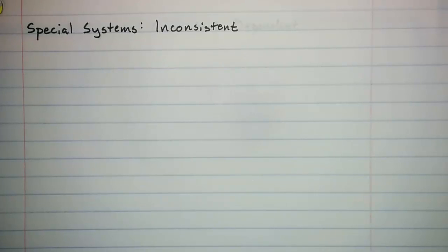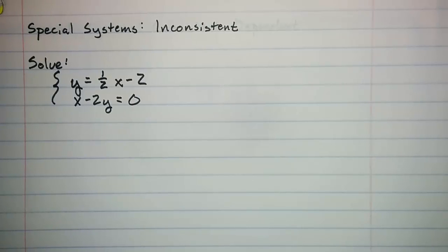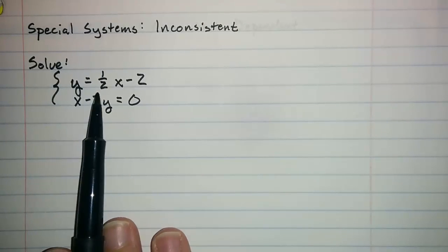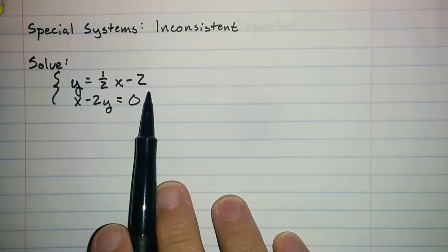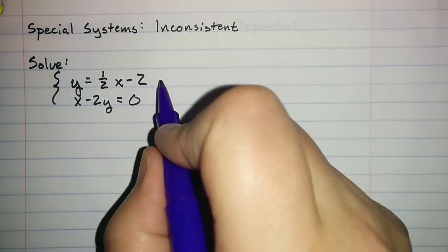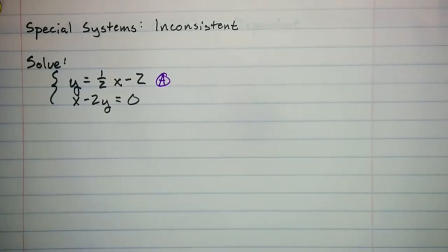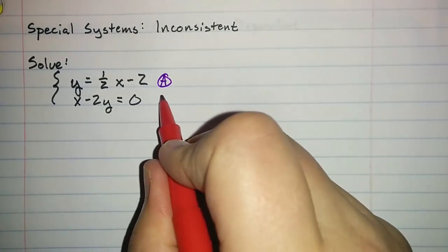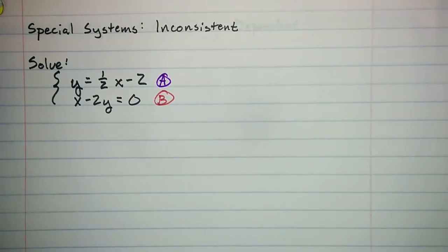Now, I told you that the normal thing to have happen was that the two equations give us lines that intersect at one point. Let's look and see what happens when we try to solve the system y equals 1/2 x minus 2 and x minus 2y equals 0. Again, I'm going to label these equations A and B, and I'm going to graph each equation.